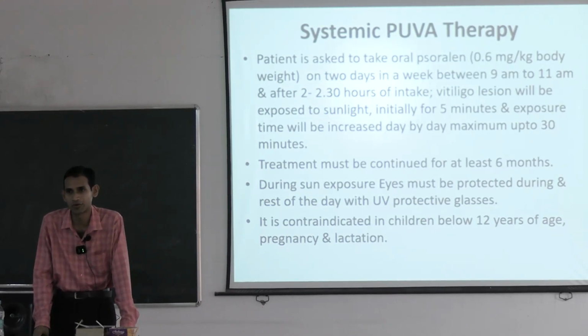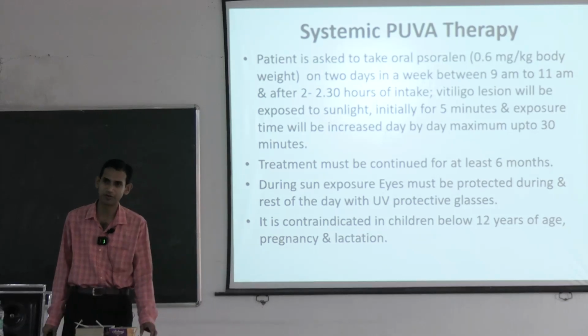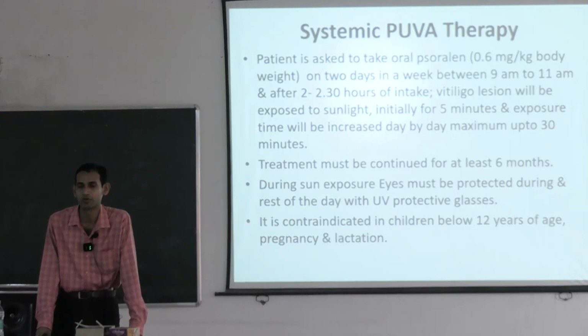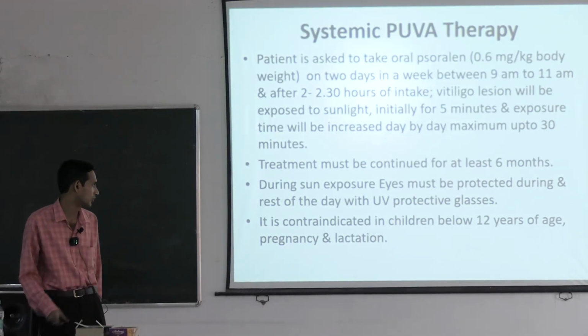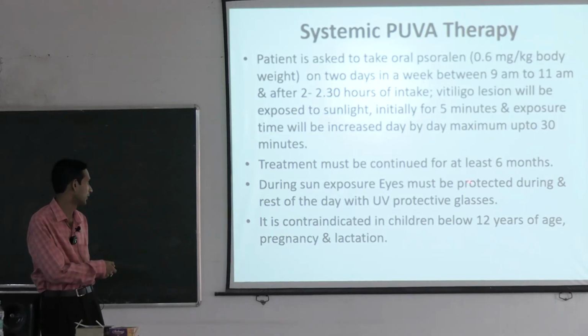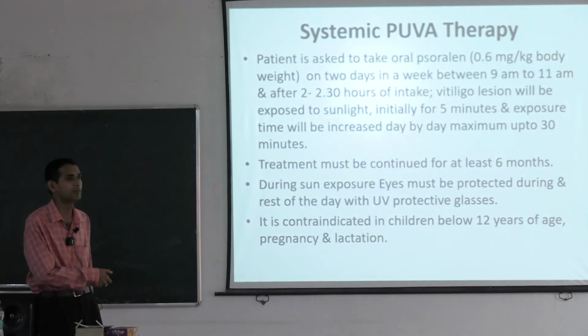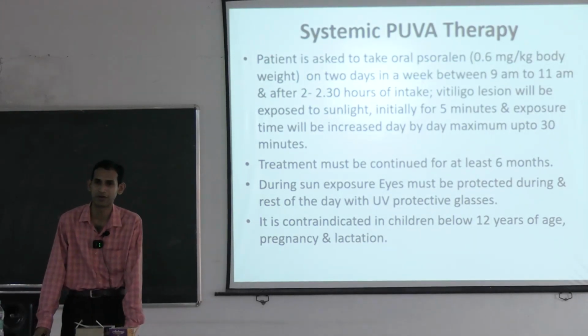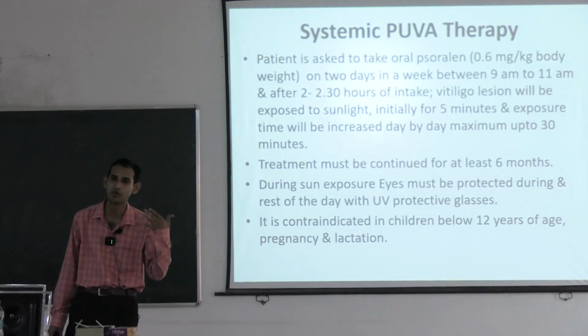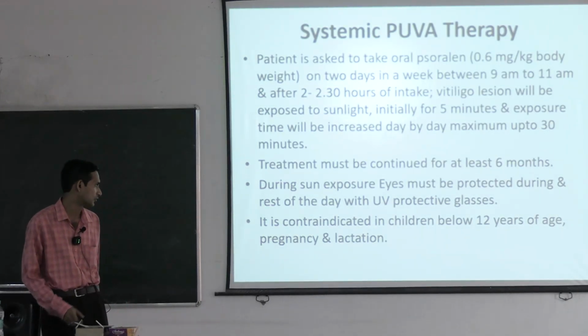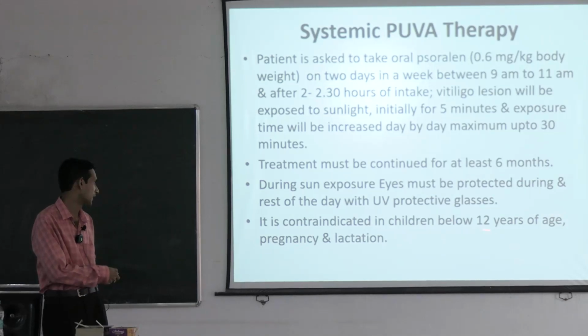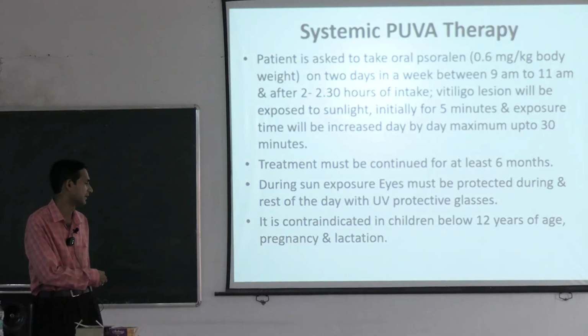But there are many drawbacks of systemic PUVA therapy. Most important is the GI side effect. Patients complain of nausea, vomiting and other GI side effects. Also, during the sun exposure and for the rest of the day, eyes must be protected with UV protective glasses. That means the patient is asked to use ultraviolet protective glasses. It is contraindicated in children below 12 years of age and also contraindicated in pregnancy or lactation.